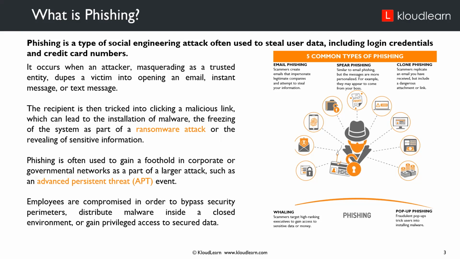Phishing is often used to gain a foothold in corporate or governmental networks as a part of a larger attack, such as an advanced persistent threat or APT event. Employees are compromised in order to bypass security perimeters, distribute malware inside a closed environment, or gain privileged access to secure data. There are 5 common types of phishing: email phishing, spear phishing, clone phishing, whaling, and pop-up phishing.